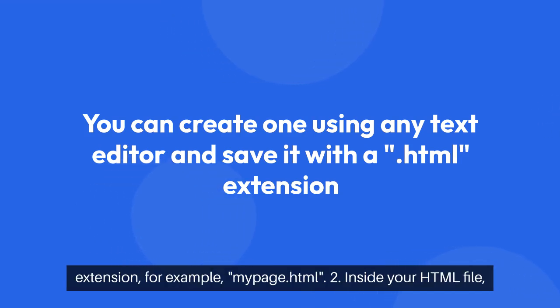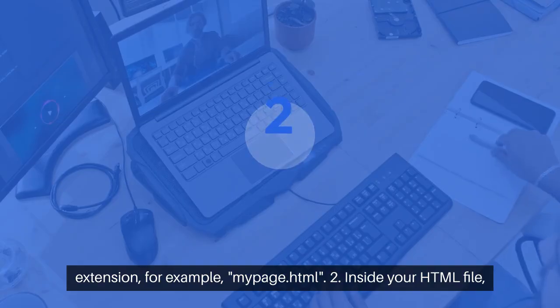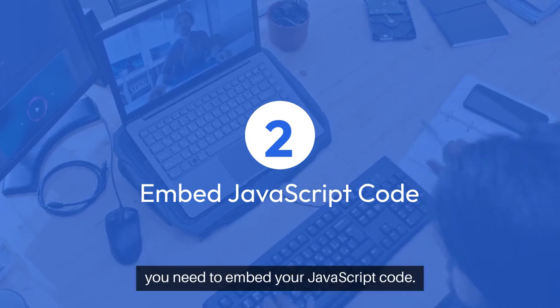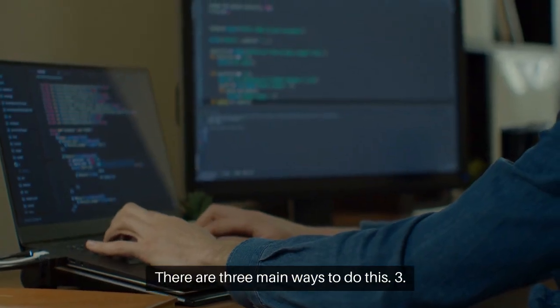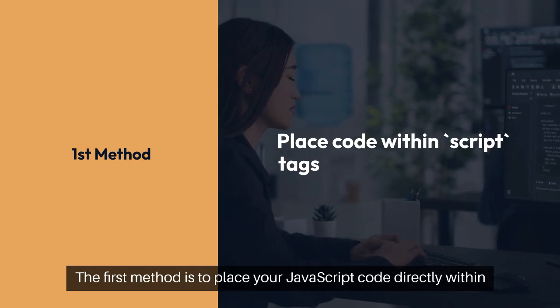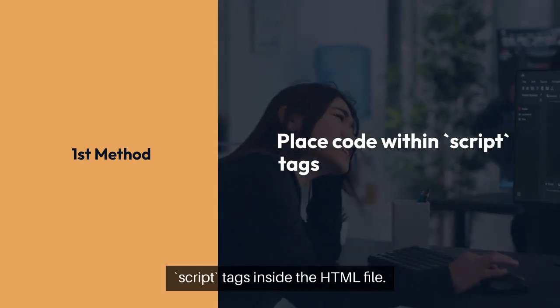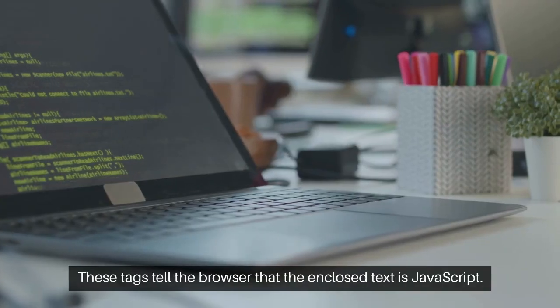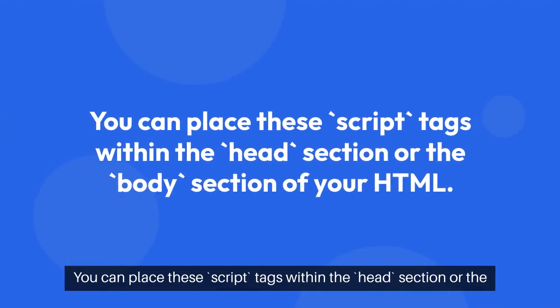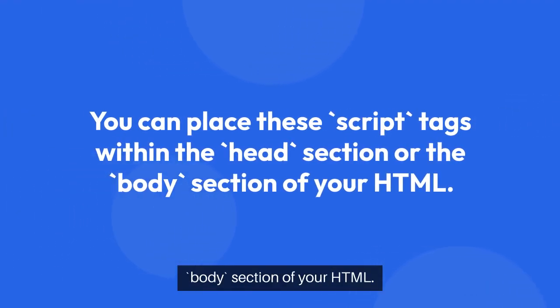For example, mypage.html. 2. Inside your HTML file, you need to embed your JavaScript code. There are 3 main ways to do this. 3. The first method is to place your JavaScript code directly within script tags inside the HTML file. These tags tell the browser that the enclosed text is JavaScript. You can place these script tags within the head section or the body section of your HTML.